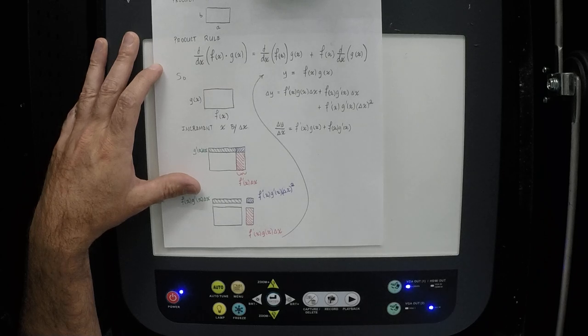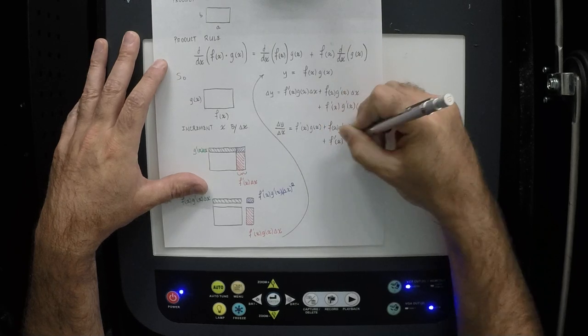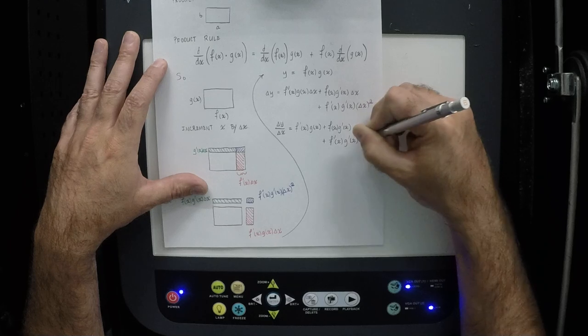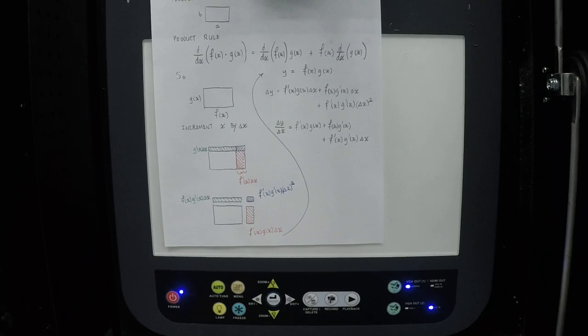Ah, but the last one does have a delta x, right? It does have one, because you only cancel one of them away. So this would be f prime of x, g prime of x, delta x. Now, what I want you to recall is that from last time, delta y over delta x, well, that's the secant line, isn't it? That's the slope of the secant line. But we can turn slopes of secant lines into slopes of tangent lines. How? How do you turn secant lines into tangent lines?